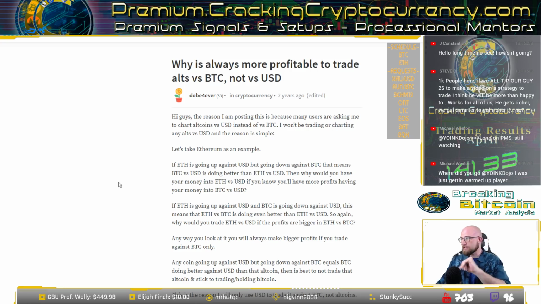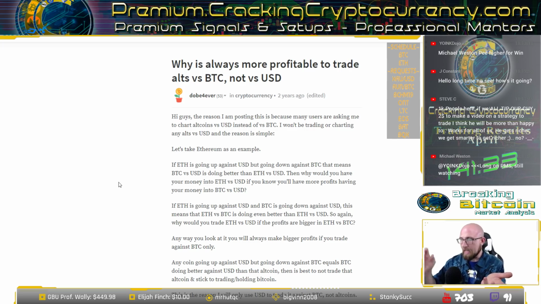But let's talk about this for just a little bit before we get into the daily scan. And this individual is saying, hey guys, the reason I am posting this is because many users are asking me to chart altcoins versus USD instead of versus BTC. I won't be trading or charting any alts versus USD, and the reason is simple. He says, let's take Ethereum as an example. If Ethereum is going up against USD, but going down against Bitcoin, that means Bitcoin versus USD is doing better than Ethereum versus USD. Then why would you have your money in Ethereum versus USD if you know you'll have more profits having your money in Bitcoin versus USD?